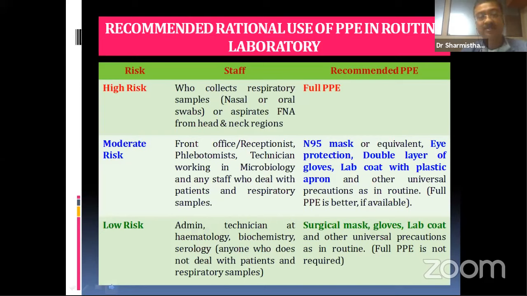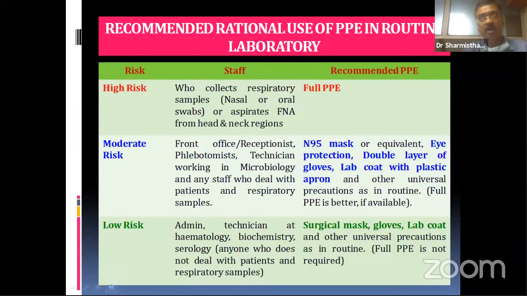Those areas we call high risk areas, such as where respiratory samples are collected, whether nasal, oral, or aspirates, and FNAC of the head and neck region. They are taken as high risk category, and the recommended PPE is full PPE. Moderate risk, like front office receptionists, phlebotomists, technicians working in microbiology, or any staff who deal with patients and respiratory samples, are categorized as moderate risk, and they should wear double layer gloves, lab coat with apron, and an N95 mask or equivalent.